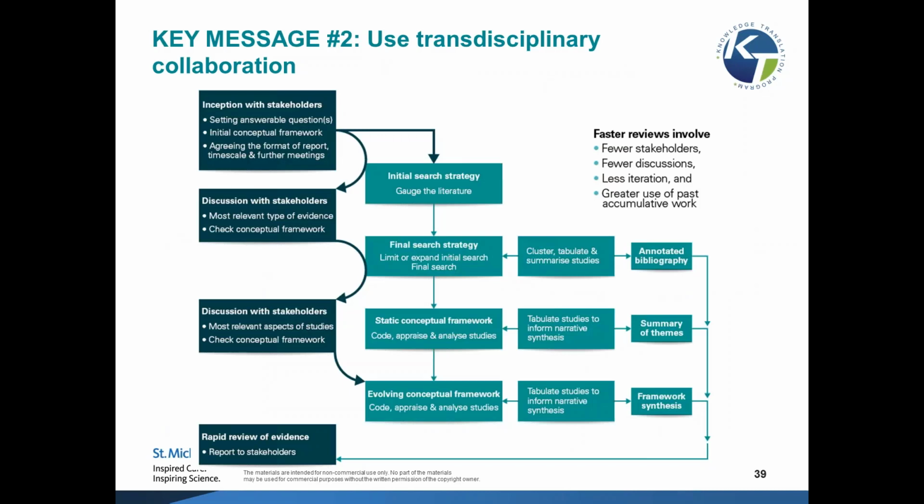Another thing is transdisciplinary collaboration. So when we think about faster reviews, if you want to do it really quick, you're going to have fewer stakeholders or knowledge users. You're going to have less discussion. You're going to have less iteration. And you're going to really focus on perhaps systematic reviews that have already been done, for example. So past accumulative work, right? So already looking at previous synthesis, maybe updating something quickly.